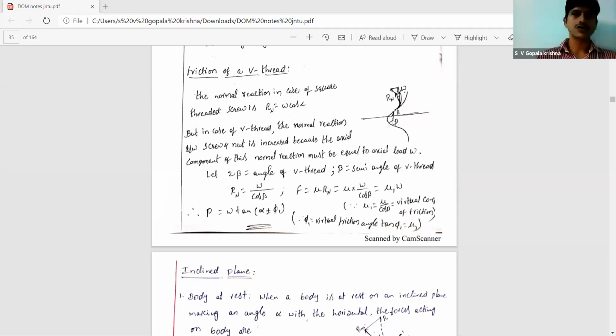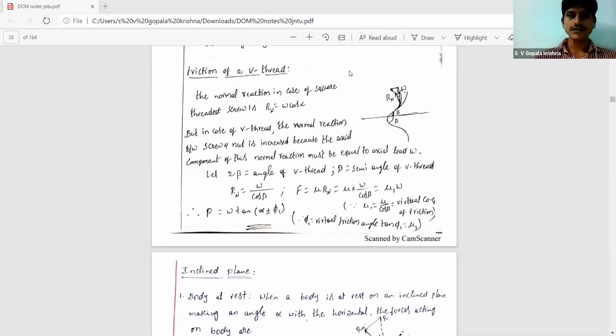This is our diagram of V type threads. The thread has an angle beta on the upper side, and taking the horizontal line, the bottom side also makes the same beta. When we apply a load W, there is the normal reaction Rn. Between the load W and the normal reaction Rn there is also an inclination, which is the angle beta. This is the V thread point of view.